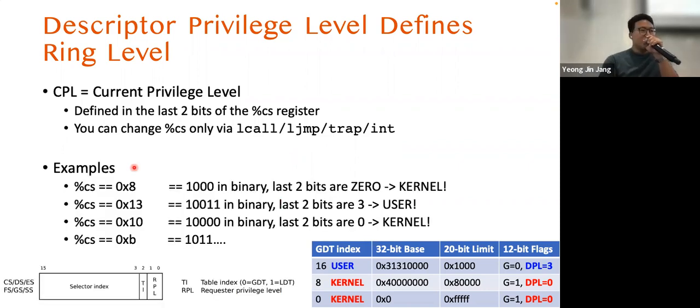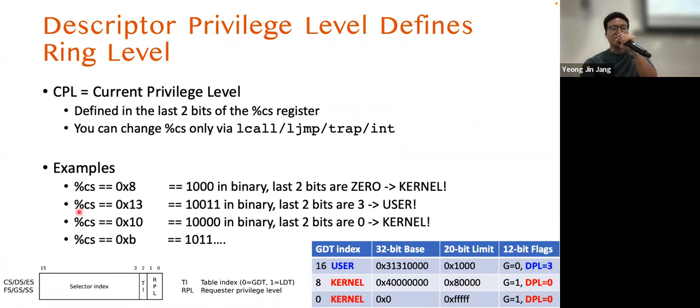So if the code segment CS value is 8, its bit pattern is 1000, and the last 2 bits are 0. That means we are in ring 0. In some cases, we could have the CS register value as 0x13, that means 10011. The CPU will mask the last 3 bits, regarding all of them as 0 when accessing the global descriptor table.